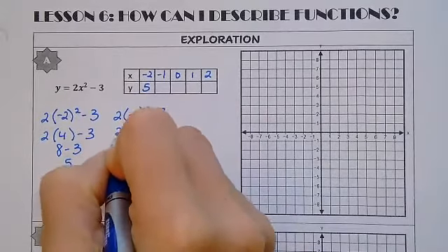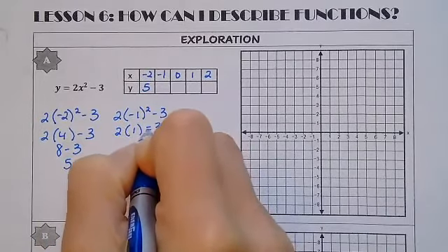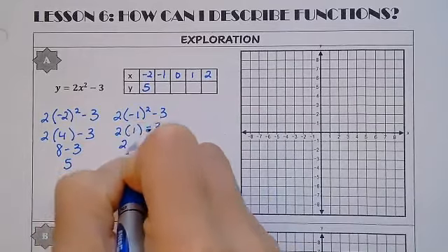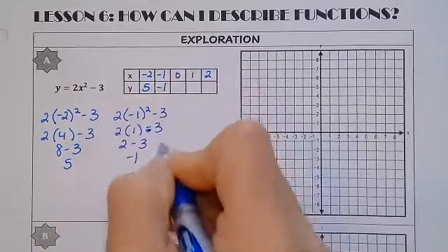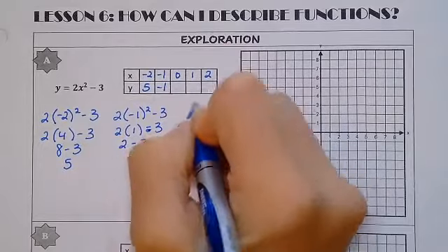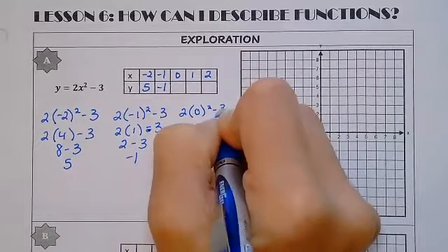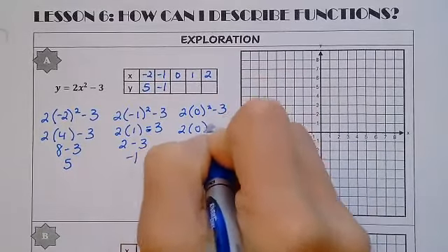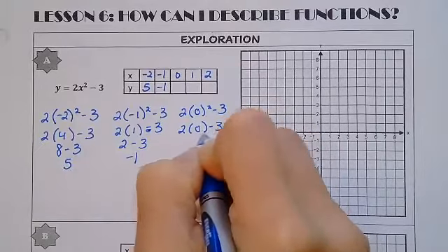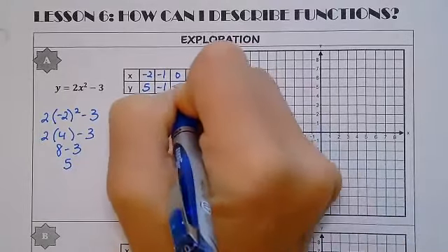-1 times -1 is 1. Oop, that should be a negative. So I get 2 minus 3, which is -1. Next, 2 times 0 squared minus 3. So 2 times 0 gives us 0. And 0 minus 3 is -3.